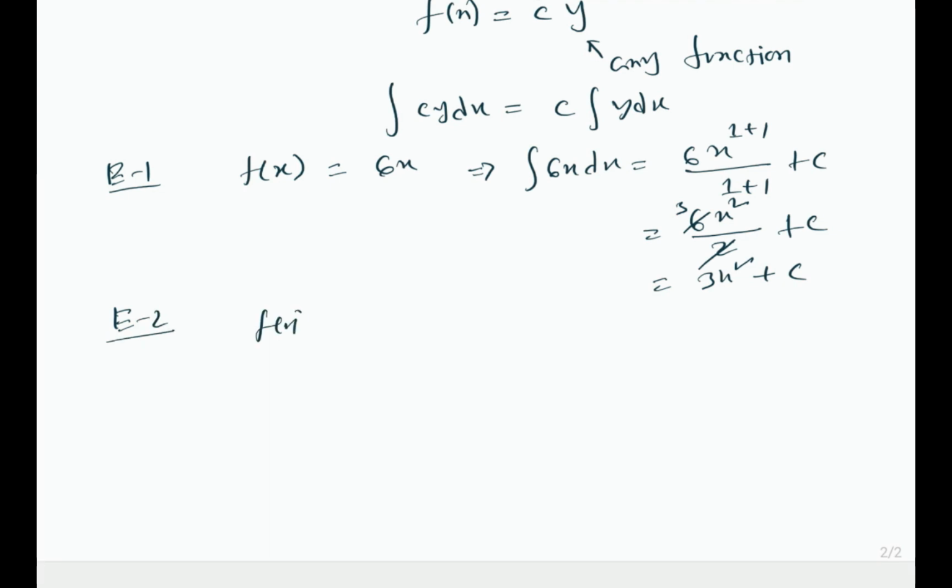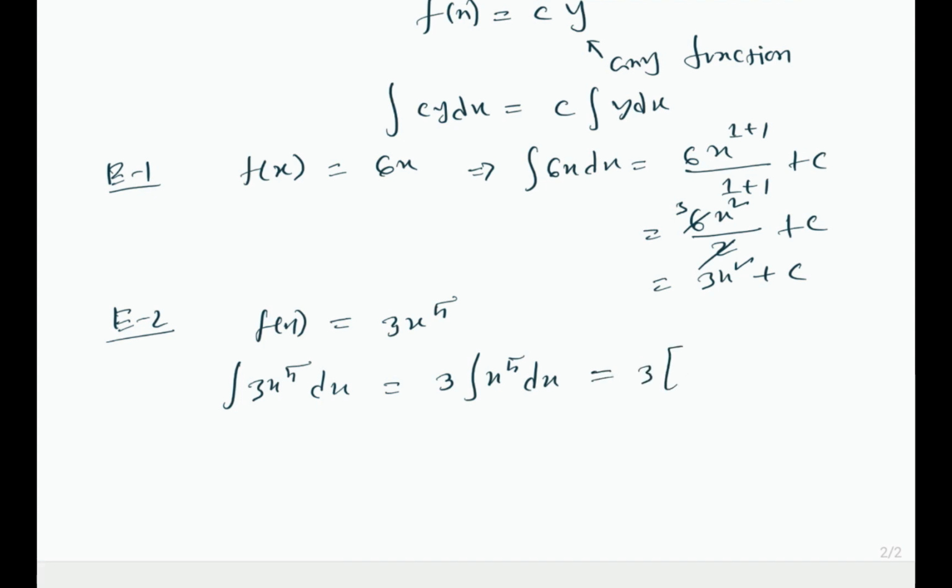Our function for example 2, f of x is equal to 3x to the power 5. So the integral of this function, 3x to the power 5, we can write in a different way according to the constant multiple rule. First we factor out this 3 from the integration process. So 3 times the integral of x to the power 5 dx. Now we can do the integration.